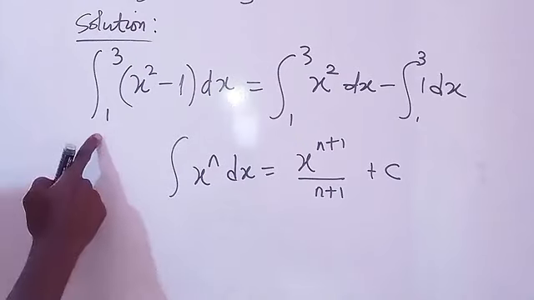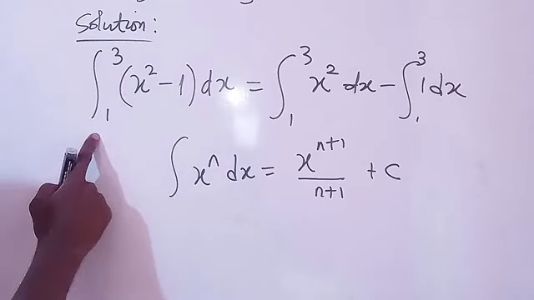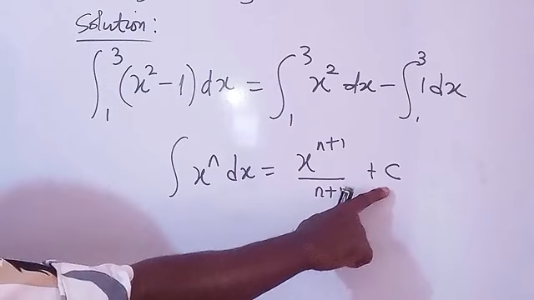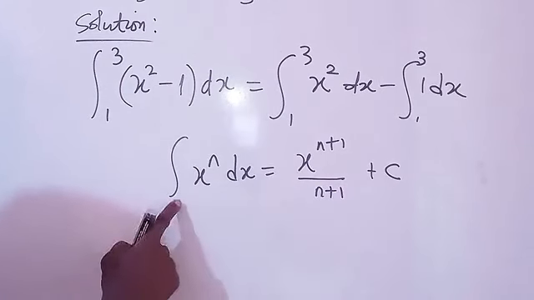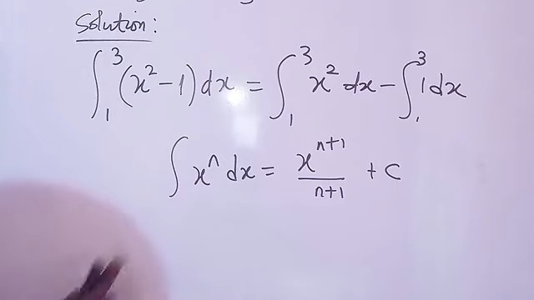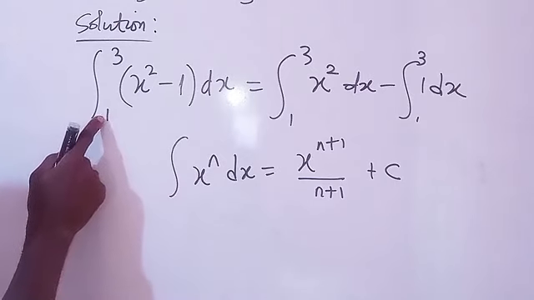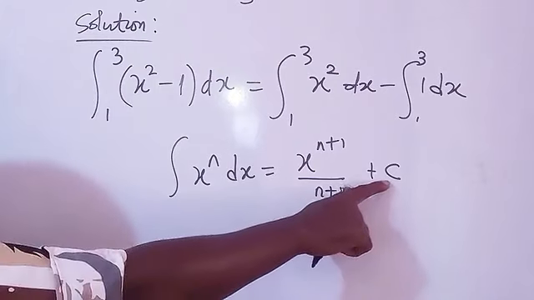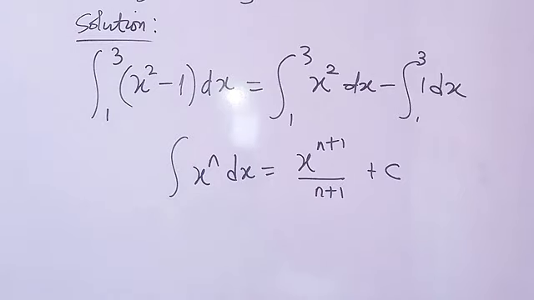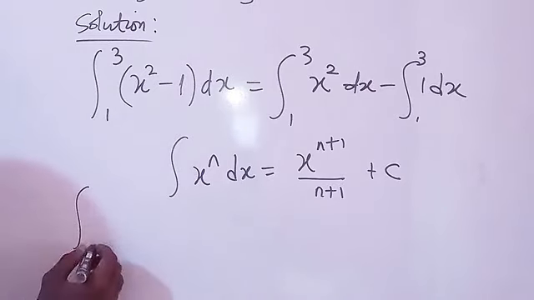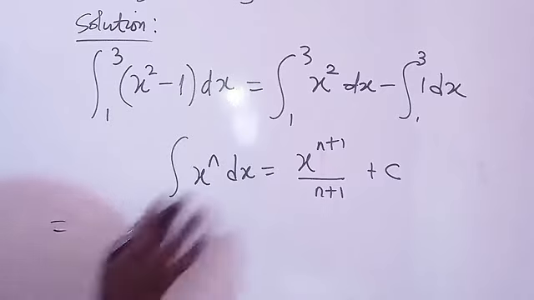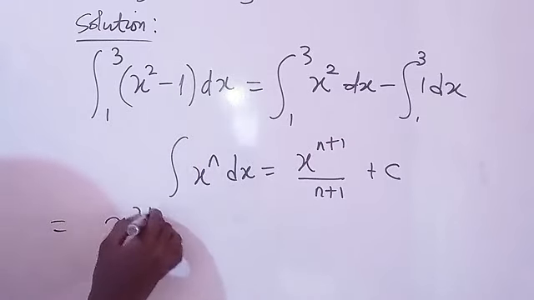But here, this is a definite integral. The c is the constant of integration, but you only have the constant of integration when you have an indefinite integral. If you have a definite integral where the lower and upper limits are given, you do not put the constant of integration. All right, so that's what we're going to do. From here, the integration of x squared is going to be x to the power of 2 plus 1.